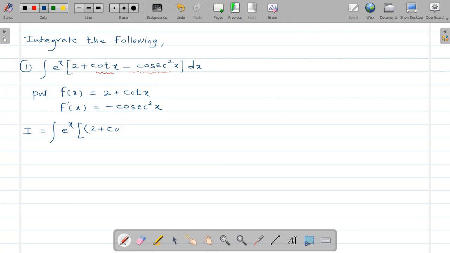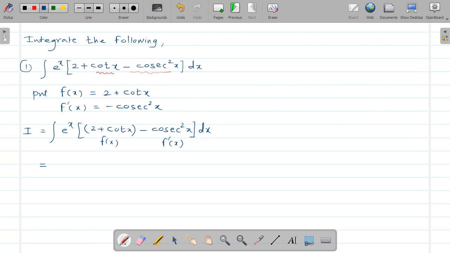So given integration, that is integration of e raised to x into bracket, this is 2 plus cot x and this is minus cosec square x. So it is expressed as, here suppose this is f of x and this one is f dash x. Okay, so it is by that rule we can evaluate this integration.